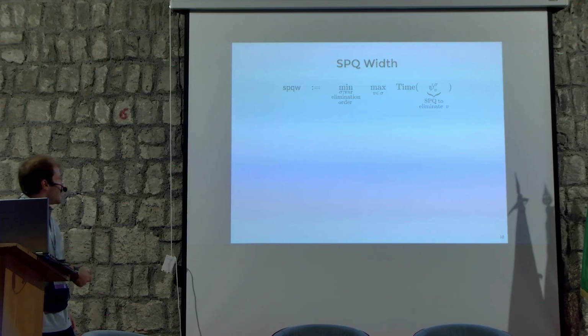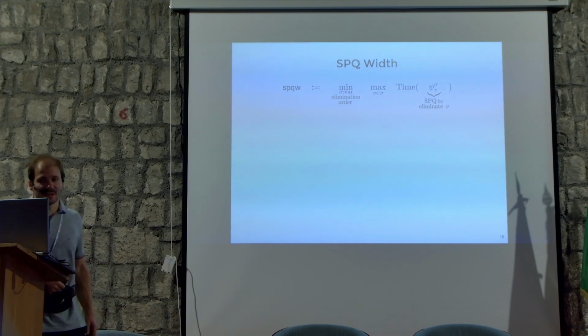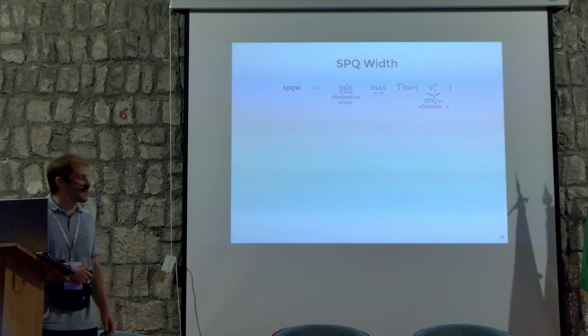Briefly, we have to take a minimum over all variable elimination orders because we can pick the best of them. Once we pick the variable elimination order, we need to consider the worst variable elimination step because we have to do all of them one by one. So we take a max over variables. And to eliminate every variable, there's an SPQ that captures this elimination step. And we need the maximum runtime exponent for solving this SPQ.